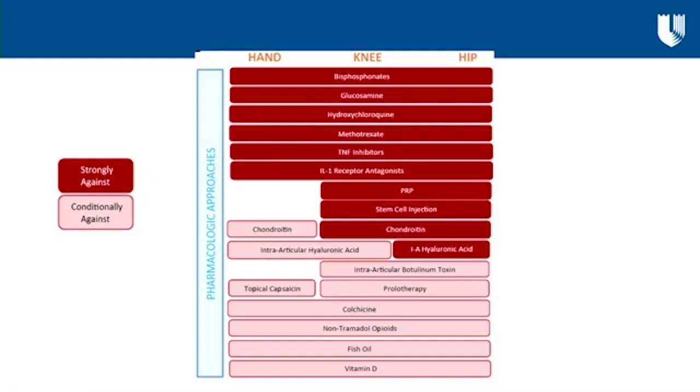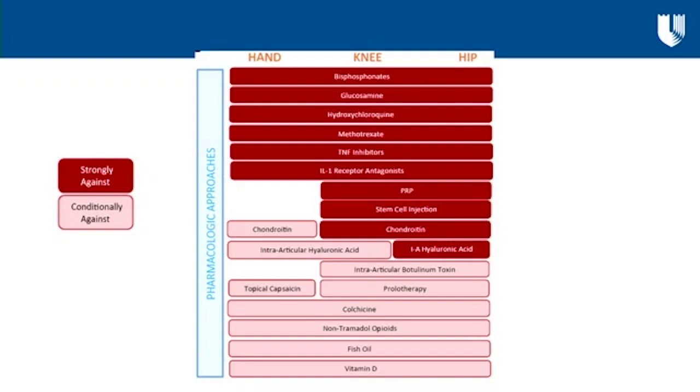Nope. Are things like hydroxychloroquine, methotrexate, TNF inhibitors, tumor necrosis factor inhibitors, interleukin inhibitors, again, that's rheumatoid arthritis, not gonna help. Stem cell injections, not gonna help. There's a lot of stuff looking at hyaluronic acid and PRP therapy, colchicine, non-tramadol opioids, fish oil, vitamin D. Vitamin D for everything, again, no data. I mean, we really don't have great data here with osteoarthritis.